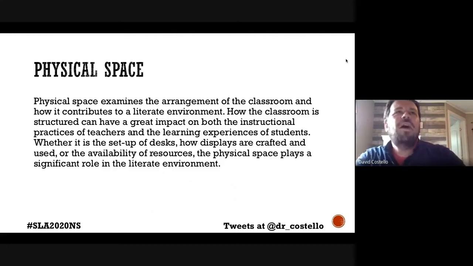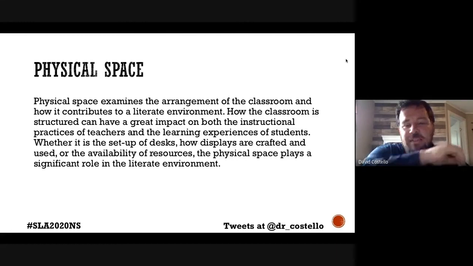So it's kind of like that third place, or that third teacher that we talk about. And how the classroom is structured can have a great impact on both the instructional practices of the teacher and the learning experiences of the students. So, and we mean more than just the setup of desks. We also want to include how displays are crafted and used, because they're more than just pictures, but we want any display to support learning and instruction, and the availability of resources such as manipulatives and whatnot. It plays a significant role in the literate environment.